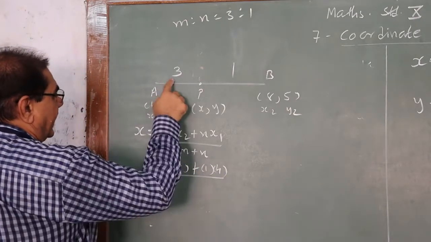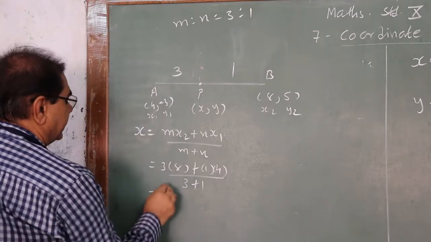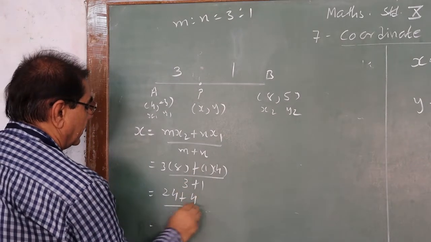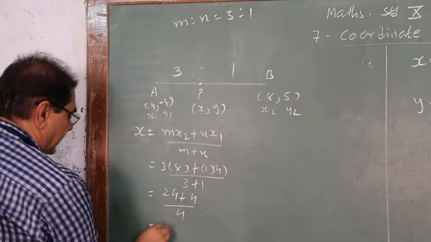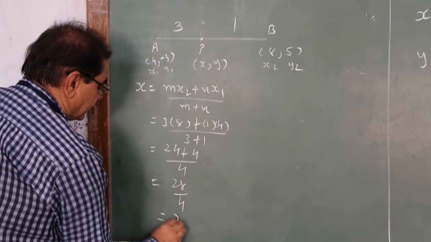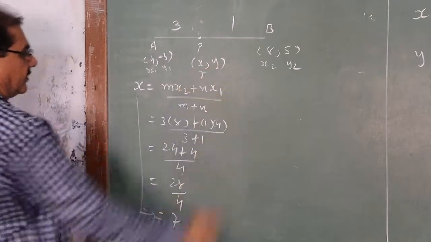Whole upon m plus n, 3 plus 1. So it is 8 3s are 24 plus 4 1s are 4 upon 3 plus 1, 4. 24 plus 4, 28 upon 4 is equal to 7. So your x coordinate is 7.